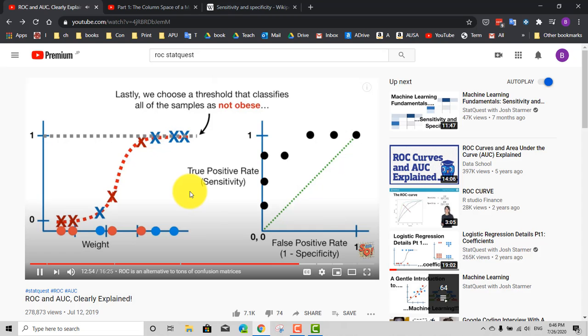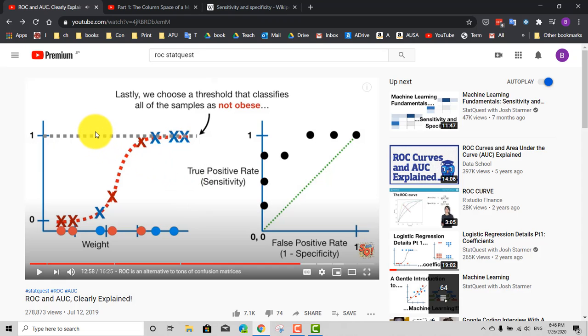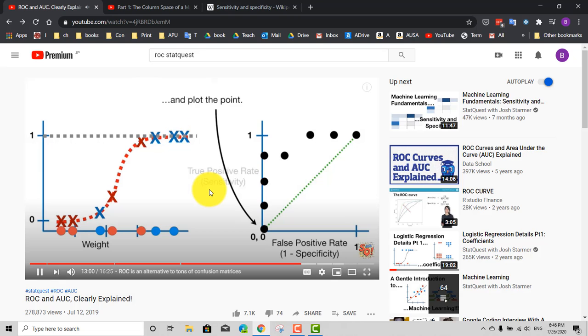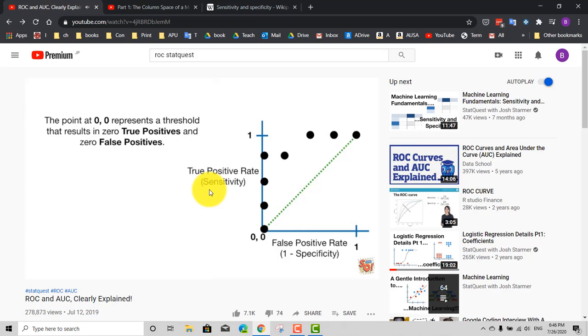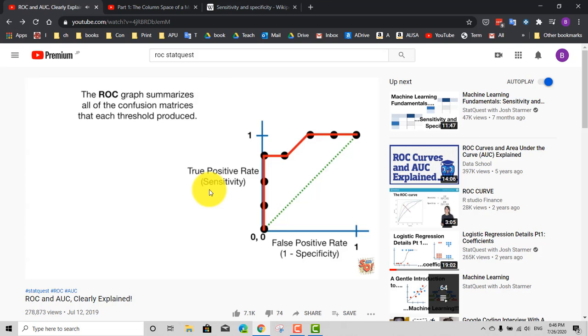Lastly, we choose a threshold that classifies all of the samples as not obese. So now we raise it so high that everything is going to be called not obese, or it's going to be called red. And plot the point. The point at 0, 0 represents a threshold that results in 0 true positives and 0 false positives. If we want, we can connect the dots. And that gives us an ROC graph.